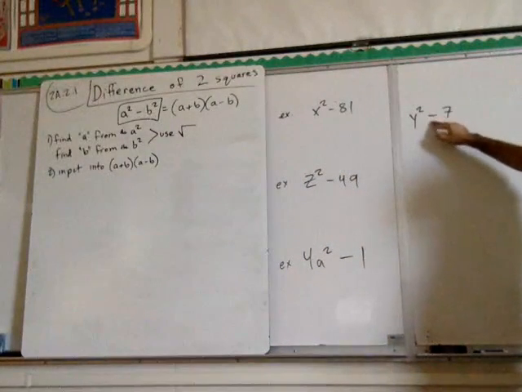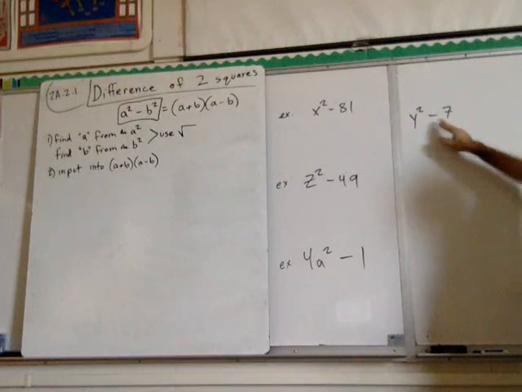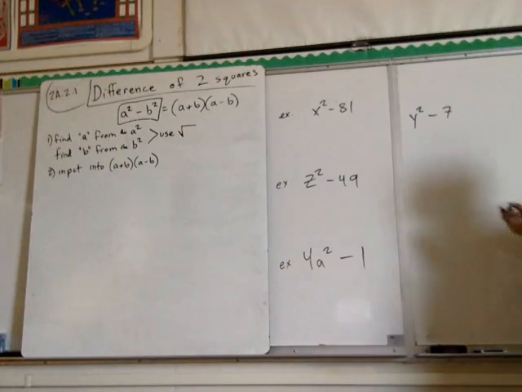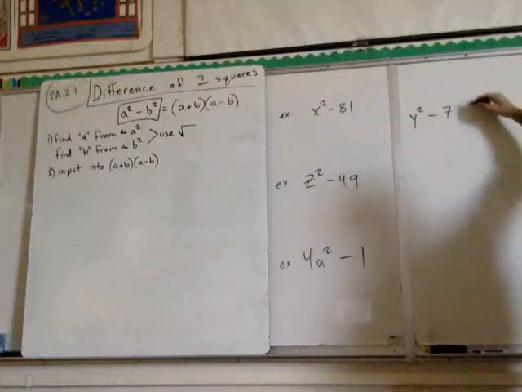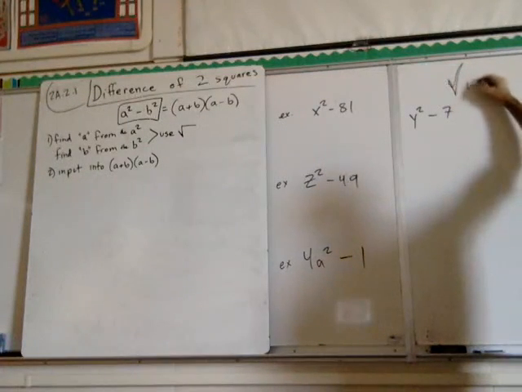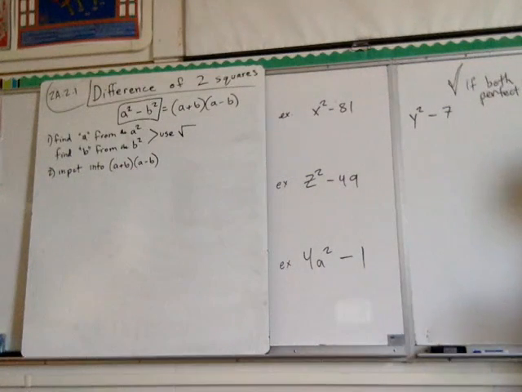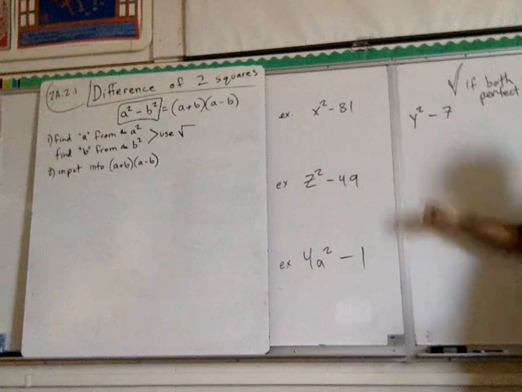Somebody help me out. Why can't we do the difference of two squares with this one? The square root of 7 is a decimal. The difference of two squares is talking about two perfect squares. We need to check if both are perfect squares. They have to be able to have a square root that gives you a whole number. Okay, so you're checking if they're both perfect squares. In this case, no, we can't take the square root of 7. We wouldn't get a whole number. So no, this one's out.